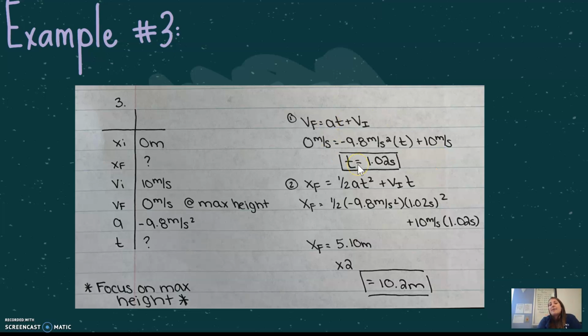We can solve for time. Using that time, we can plug back in and solve for the final position of that maximum height. And then we say, okay, well, it took 5.1 meters to go up. It's going to have to take 5.1 meters to come back down. So it's going to be a total of 10.2 meters. And you should get pretty used to problems like this. Problems where you start and end at the same position, really focusing on the fact that that's going to be symmetrical. And like I said, moving forward, we're going to do a lot of problems like this.